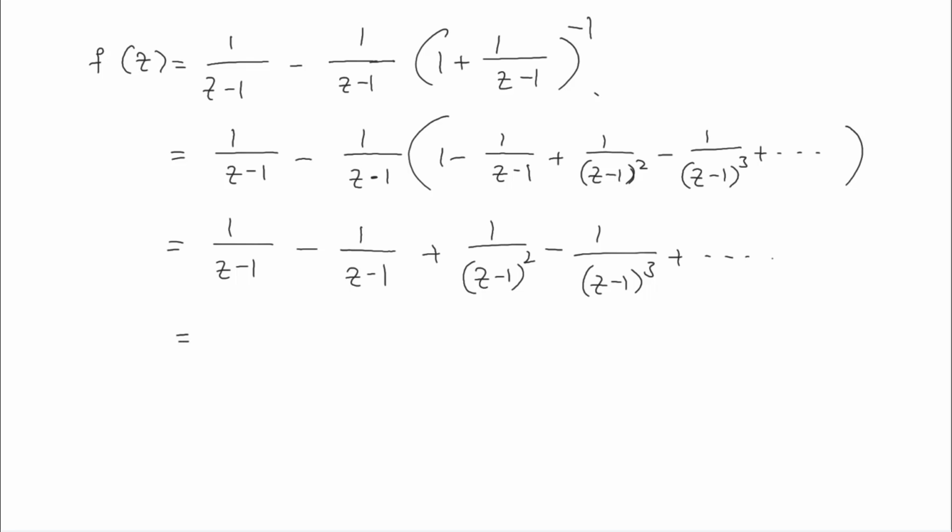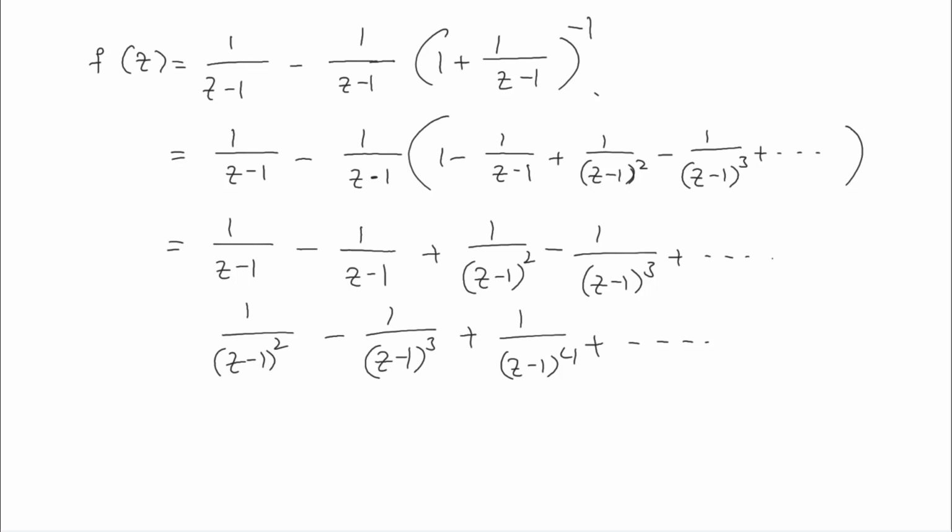This is in total 1 divided by z minus 1 whole square minus 1 divided by z minus 1 whole cube plus 1 divided by z minus 1 whole to the power of 4 plus and so on. Let me write one more term here as 0 times 1 divided by z minus 1 plus. So this is nothing but the Laurent series expansion of the function f of z for modulus of z minus 1 greater than 1.